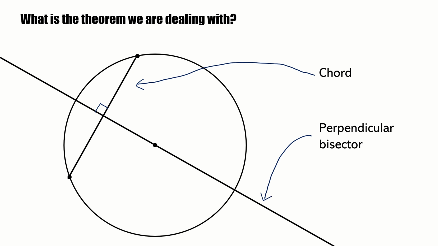Brilliant. But why do we care about that? Why is that special? Well, interestingly, as you can probably already see in the diagram, no matter which chord you drew it as a perpendicular bisector to, the perpendicular bisector is guaranteed to go through the center of the circle. Nice, neat, but why do we care about that?